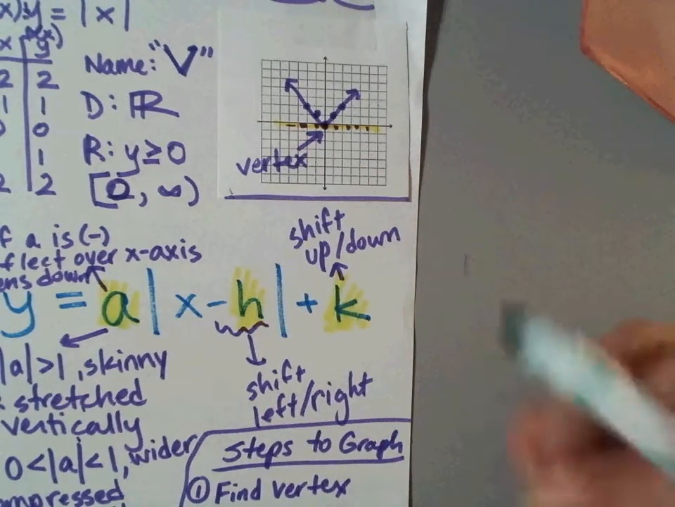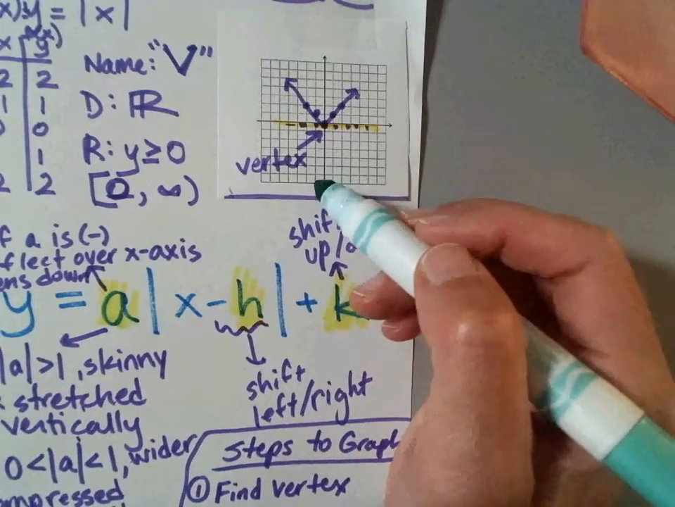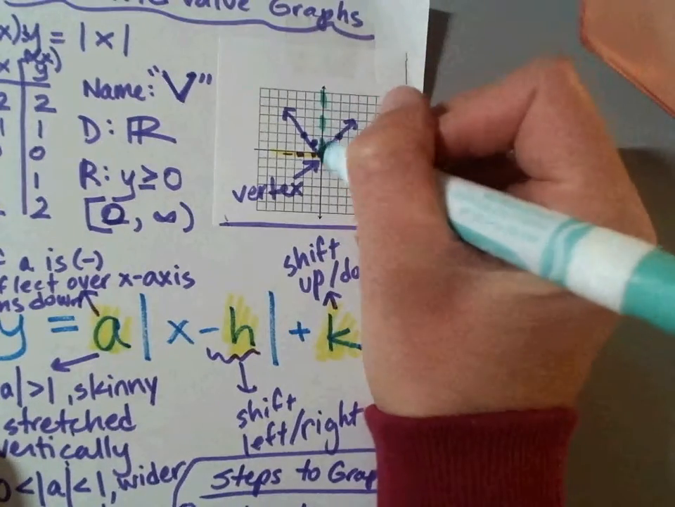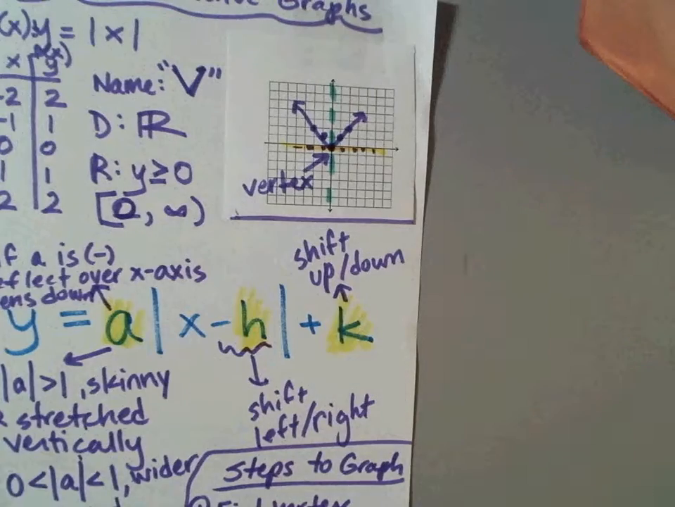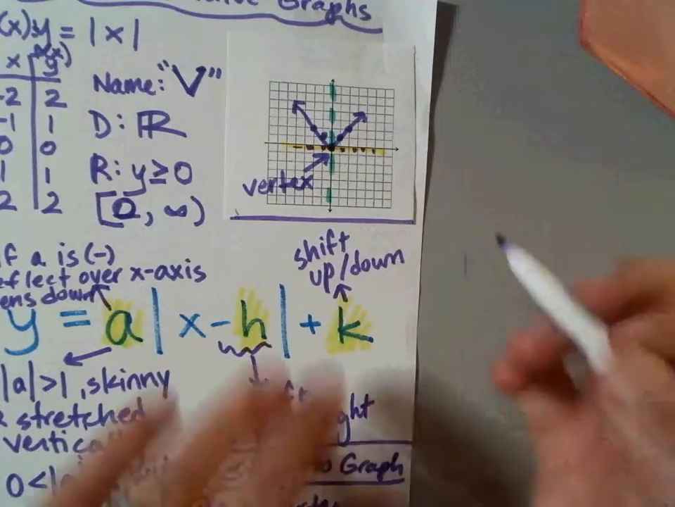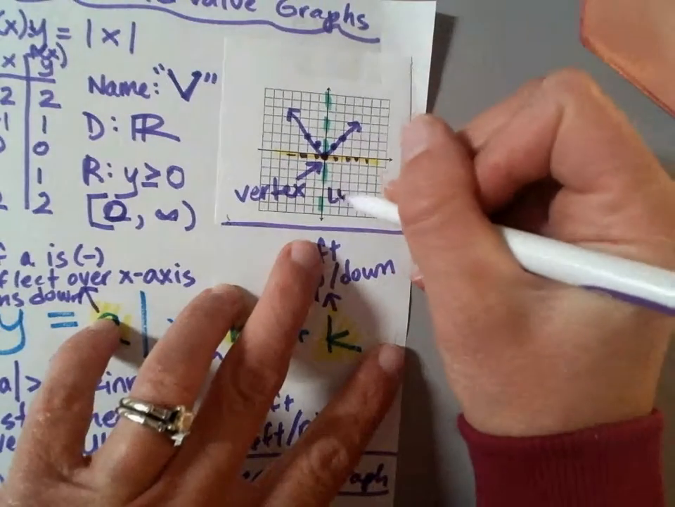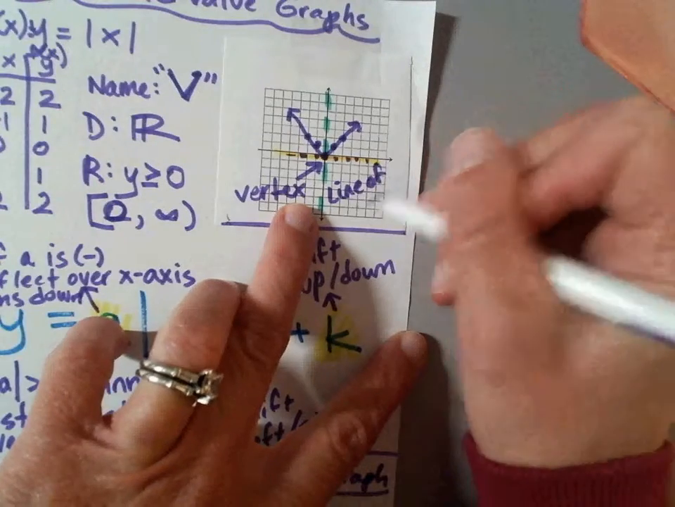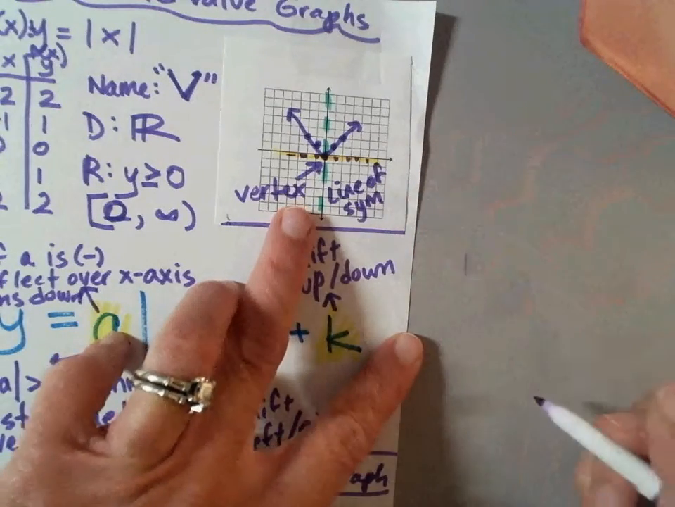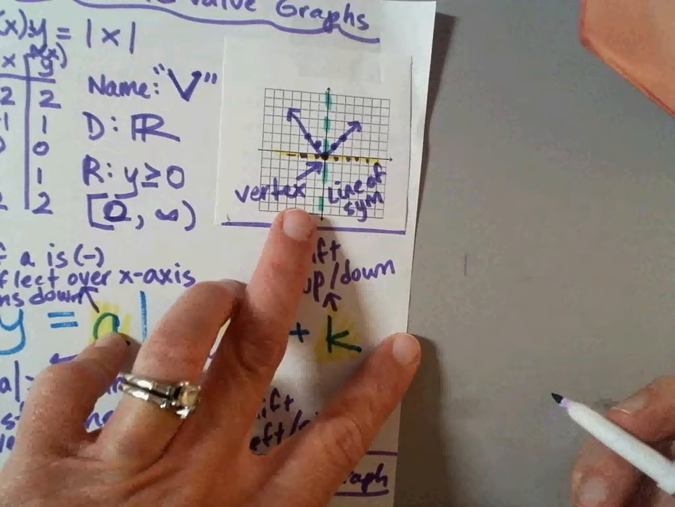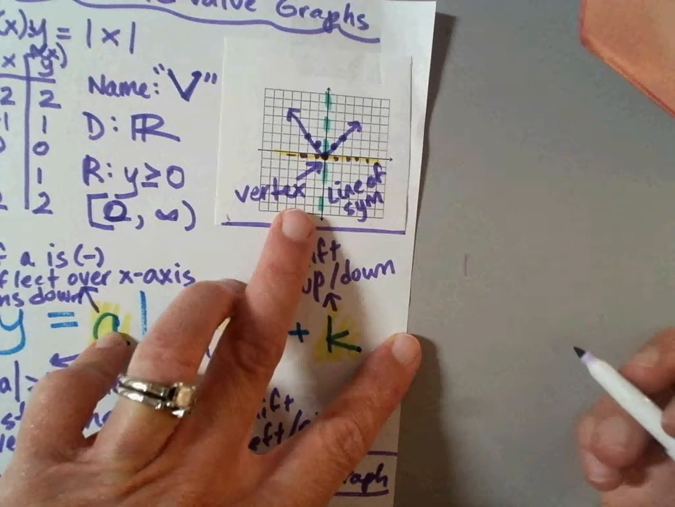Sideways or right down the middle? Right down the middle. Right down the middle. So this is called your LOS, line of symmetry. Notice your line of symmetry is a vertical line. So what kind of equation do vertical lines have? X equals or Y equals?